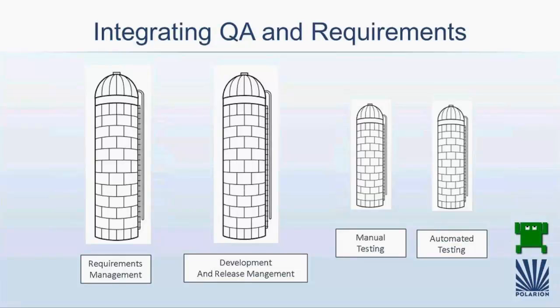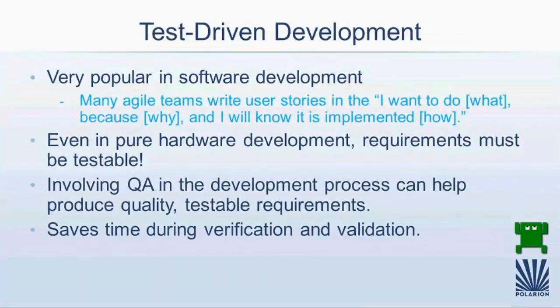And the same thing is, how do I make sure that I'm actually testing my requirements? How do I make sure that I'm developing requirements in the way that they're supposed to be tested? A little bit of a step back, one thing that we've seen quite a bit nowadays is the idea of test-driven development. This is very, very popular in software development especially. A lot of times you write your stories in ways that say, this is what I want to do, and I know it'll be implemented because this is my test steps. Even in pure hardware development or non-agile software development, requirements must be testable. That's one of the requirements of being a requirement.